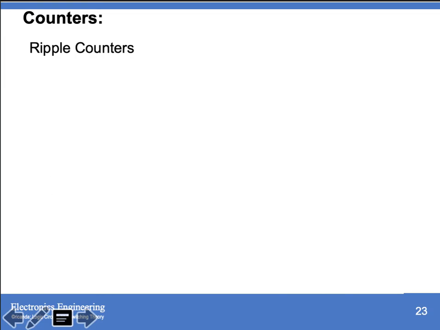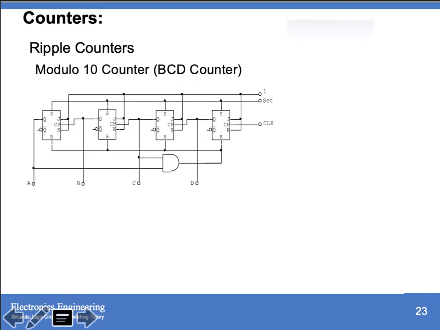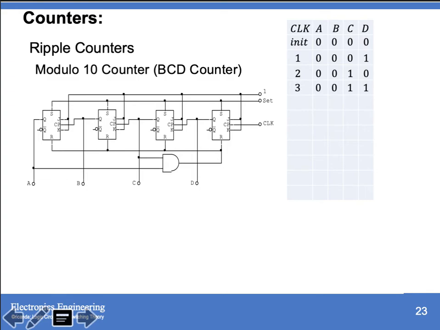So we have this modulo 10 counter, or another name for modulo 10 is BCD counter. So we have this circuit. Initially it is 0. First clock pulse equals 1. Then therefore we have 1. Second it is 2. Third it is 3. Fourth it is 4. Fifth it is 5. Sixth it is 6. 7. Then 8. 9. Then 10.